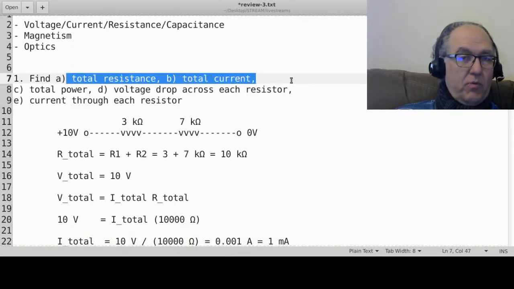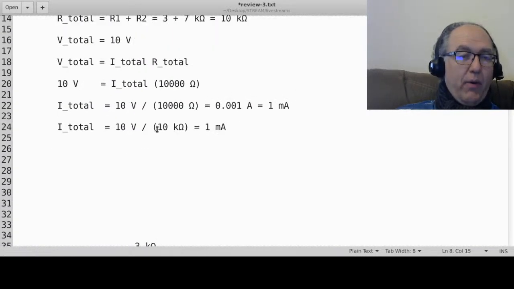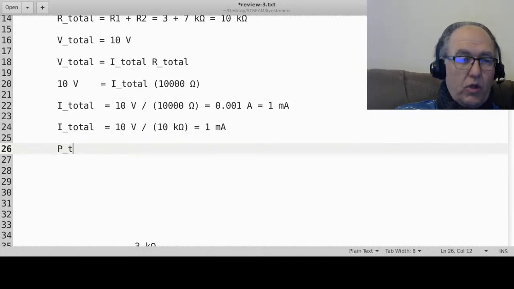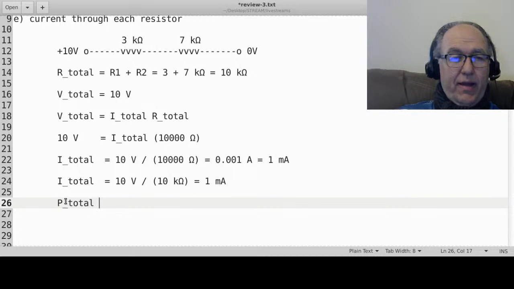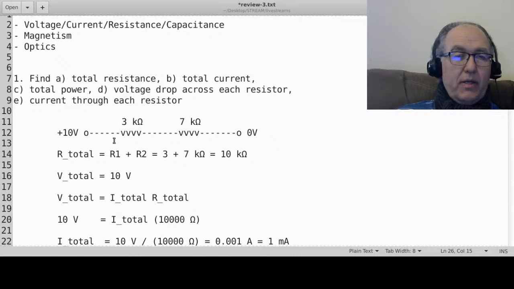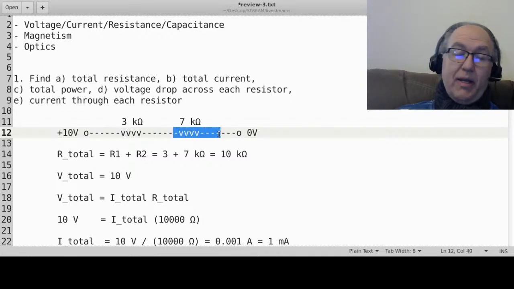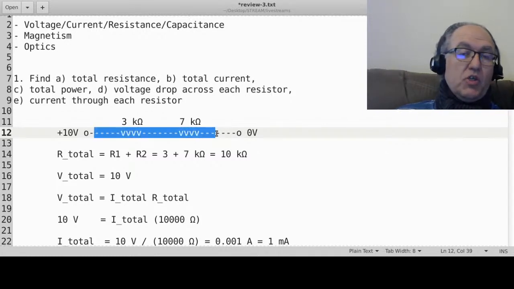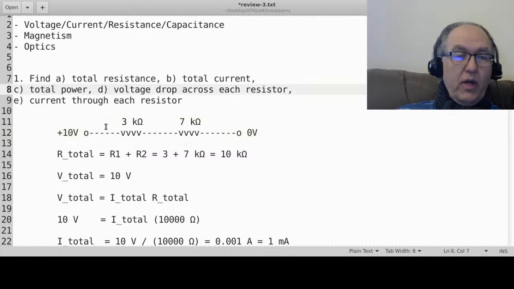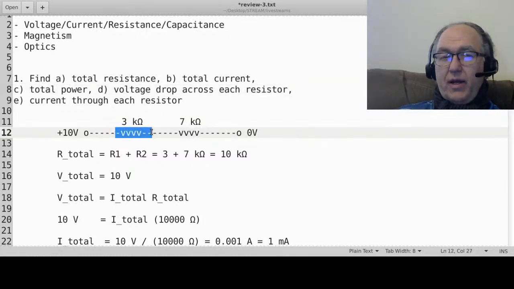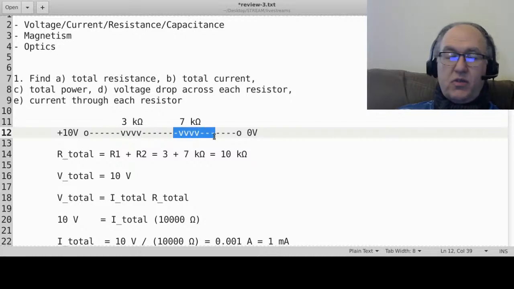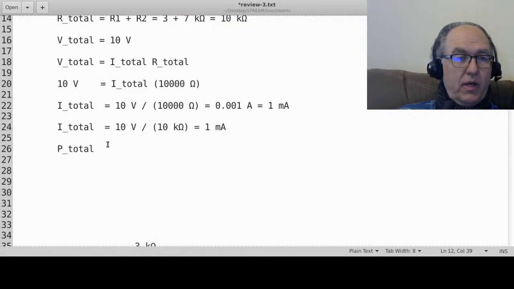Okay, so total resistance, total current. What about the total power? So the power dissipated by the circuit, total. Again, why total? Why do I emphasize that? Because there's going to be a certain amount of heat dissipated by one resistor, and a certain amount of heat dissipated by the other resistor, and I want the total heat dissipated by both resistors, okay? So that's why I put the word total there. We could actually show you that you could calculate the individual ones, and when you add them together, you get the same answer.